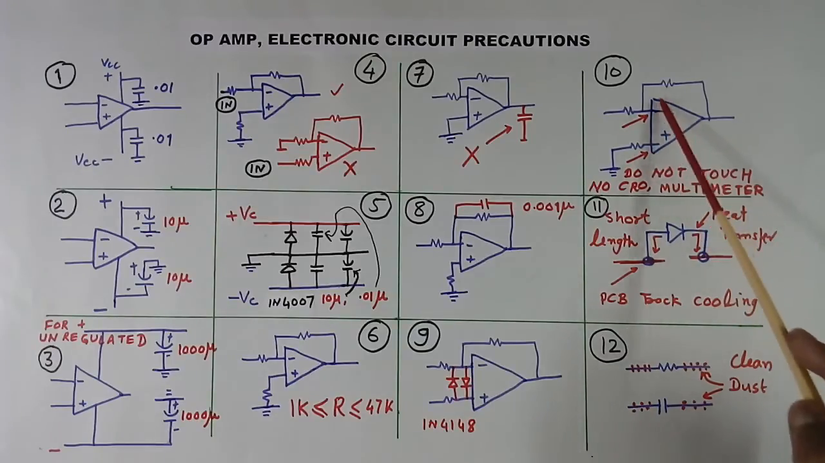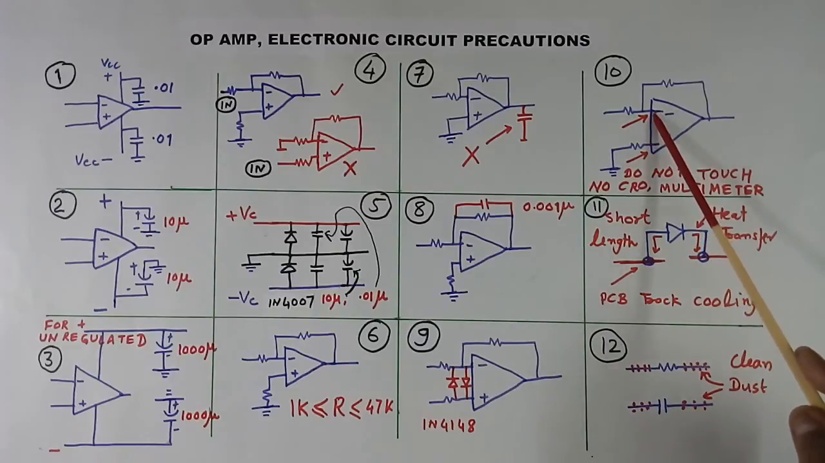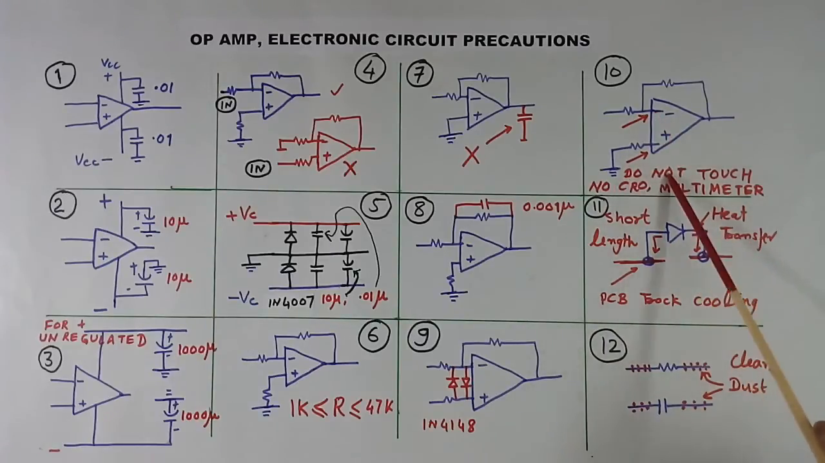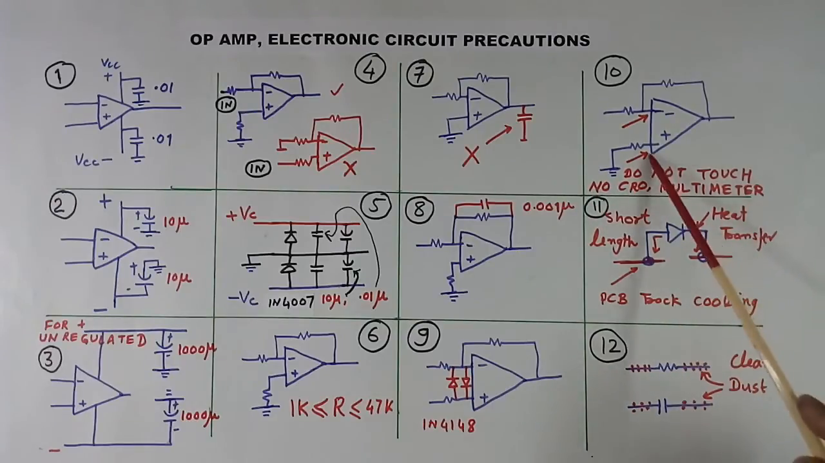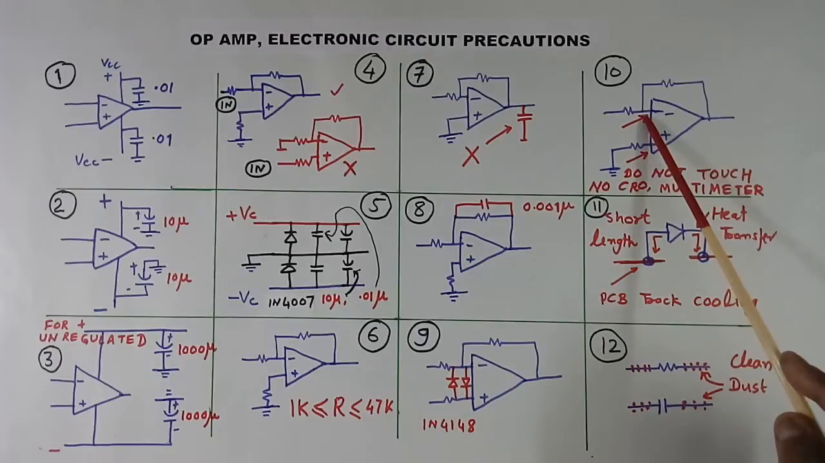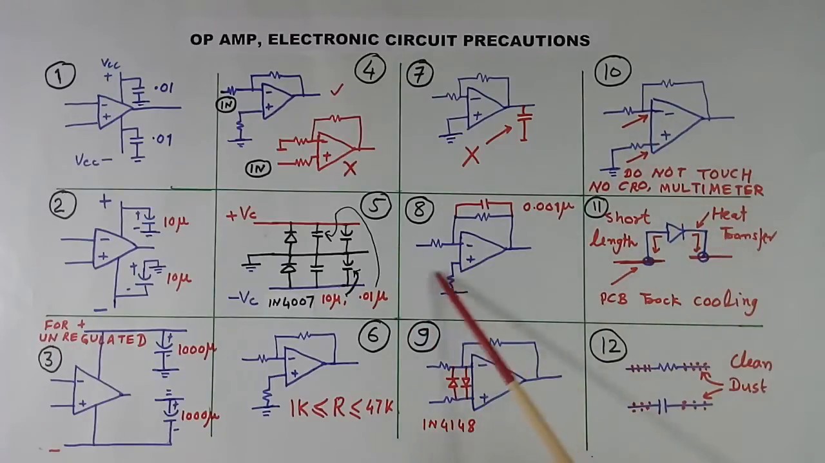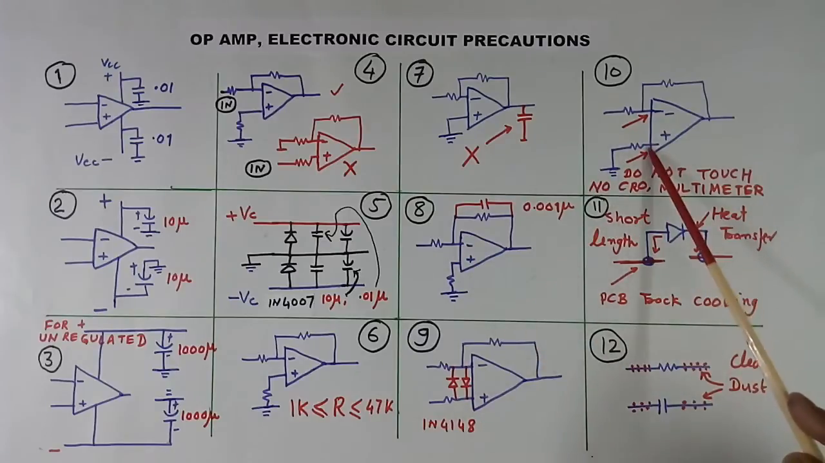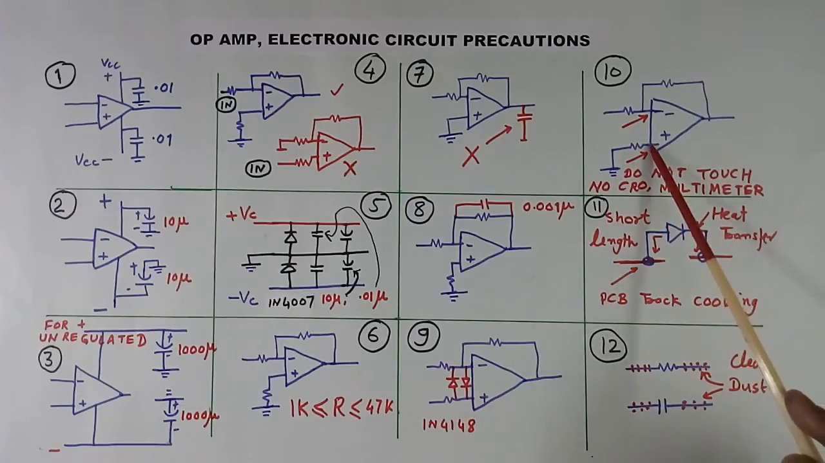Now here is the IC, this plus terminal and minus terminal. Do not touch. No CRO or multimeter should be connected here, because once you connect here, there will be a lengthy wire. That lengthy wire will pick up a lot of noise. That will create a lot of disturbance. Don't touch it unless it is necessary to measure the voltage here.